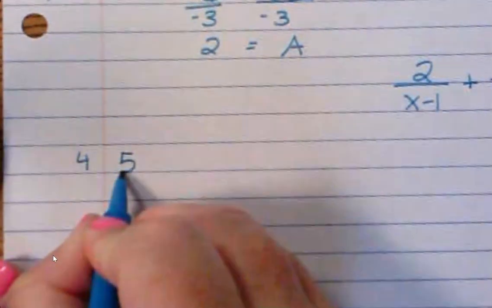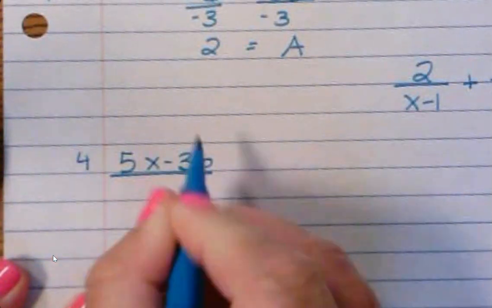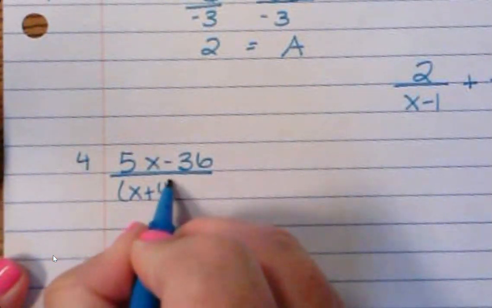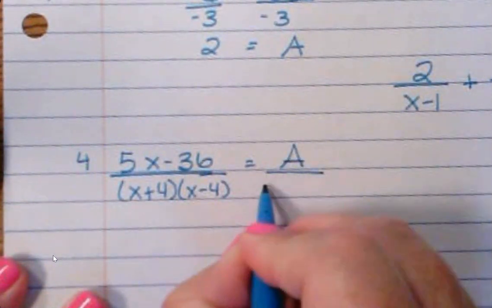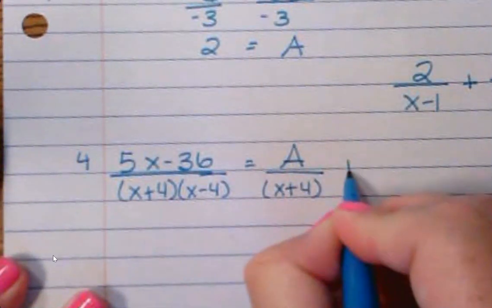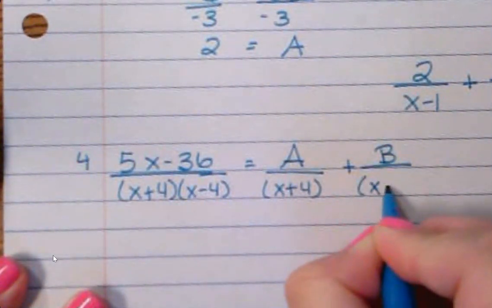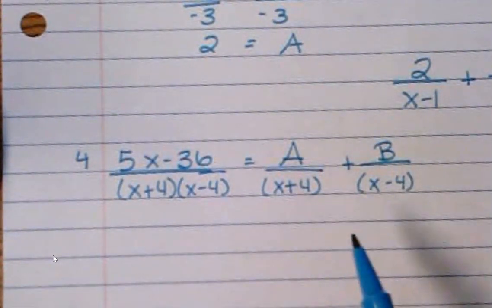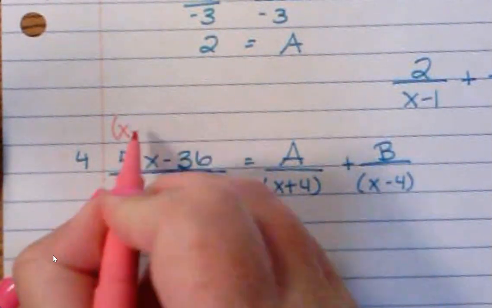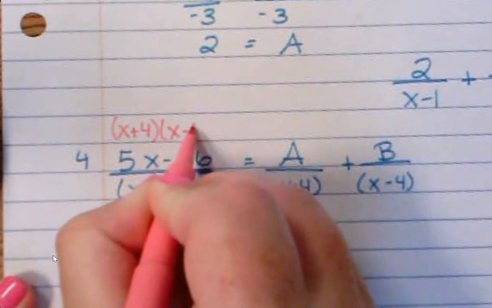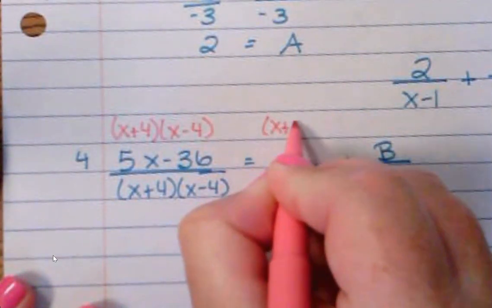Number 4. So 5x minus 36 over (x plus 4)(x minus 4). A is x plus 4. B is x minus 4. So remember, it doesn't matter where you put the denominators as long as one goes under each term. And now we're going to get rid of those denominators because I know y'all don't like your fractions.